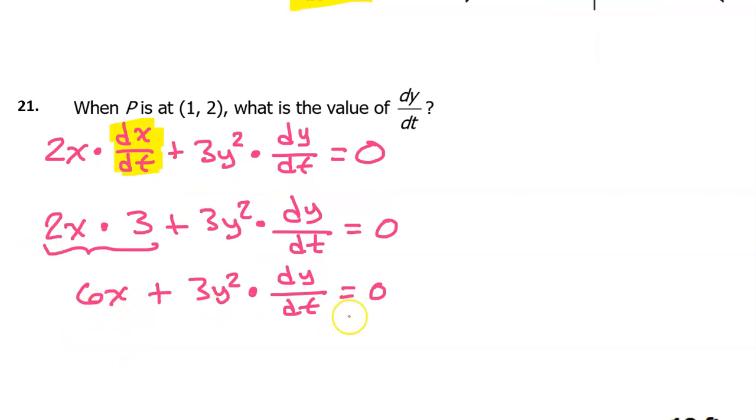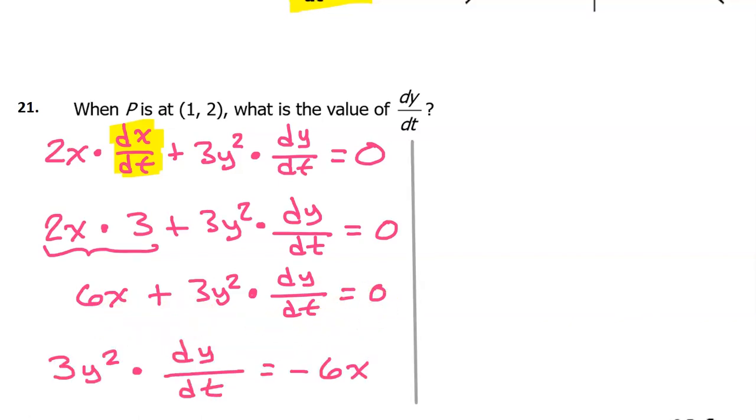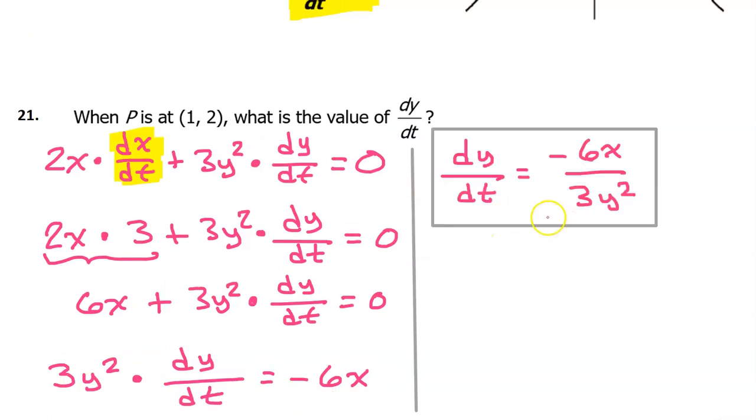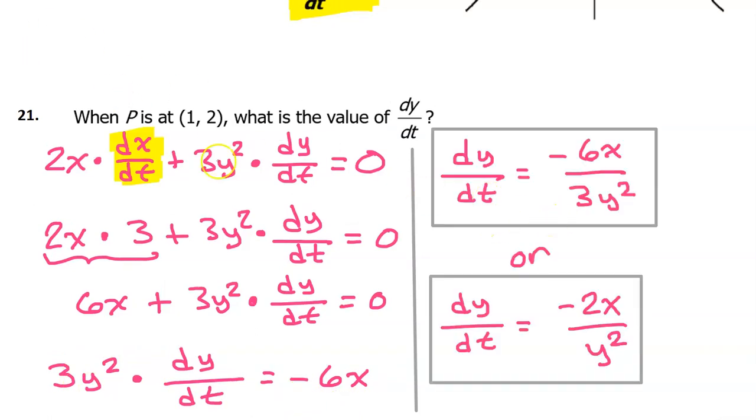Let's subtract 6x from both sides. So this is going to move over here and become negative 6x. Now let's divide both sides by 3y squared. So 3y squared will end up in the denominator right here. So this is a valid answer, or you can do that tiny amount of simplification and come up with this.